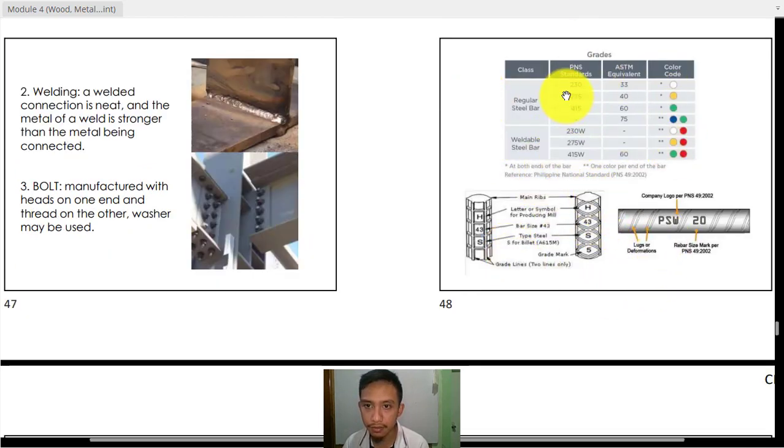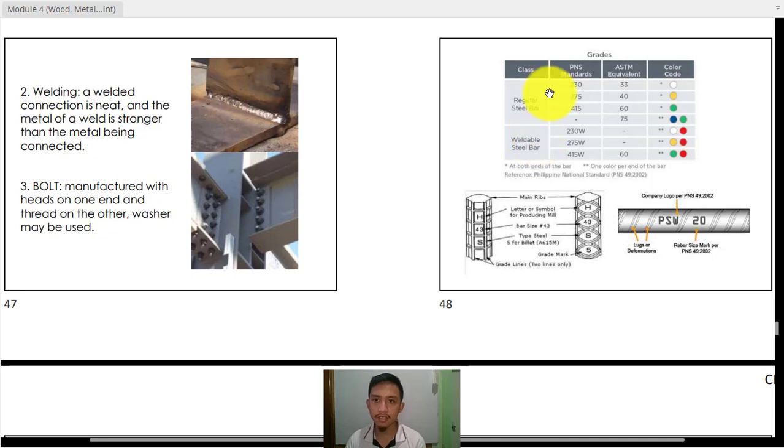grades. Okay, so this is important. This is for reinforcing bars. Okay, these are reinforcing steel bars. So if you are using PNS standard, okay, PNS is the Philippine National Standard, and then ASTM, this is for the American Steel Association. This is for Philippine National Standards.